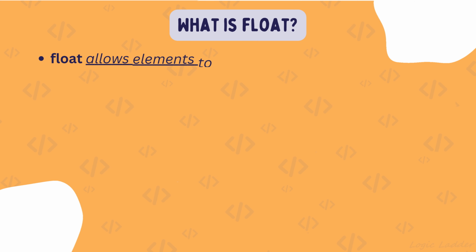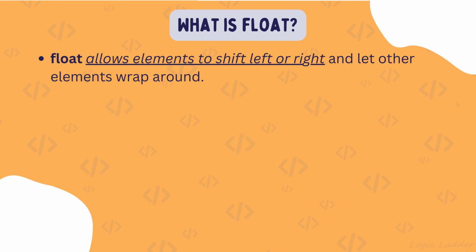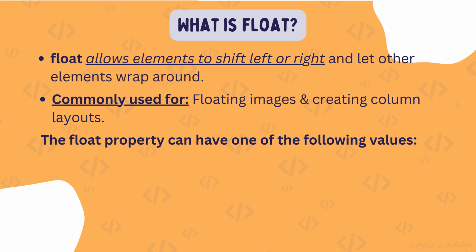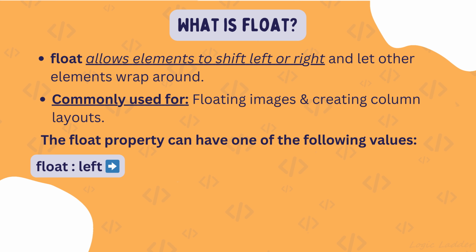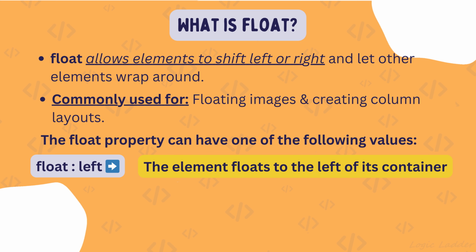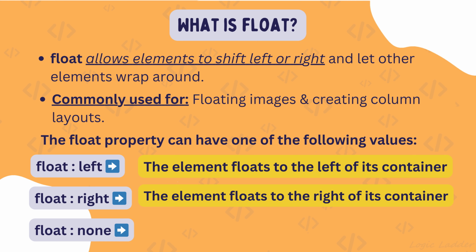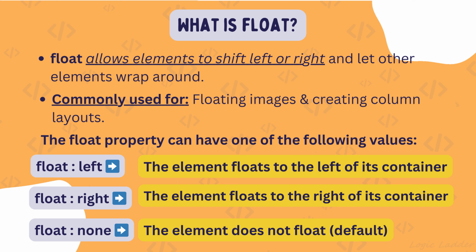The next property for displaying elements using CSS is float. Float allows HTML elements to shift left or right and let other elements wrap around. It is commonly used for floating images and creating column layouts. The float property can have one of the following values. Float left is used to float the elements to the left of its container. Float right is used to float the elements to the right of its container. Float none says that the element does not float. It is the default property.